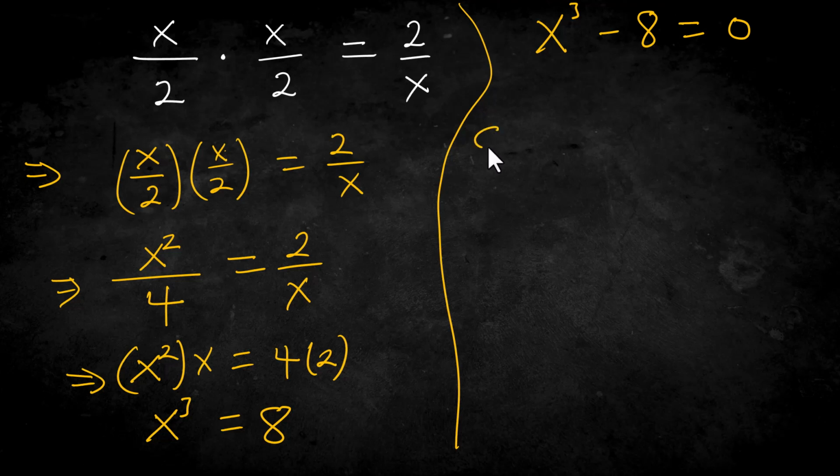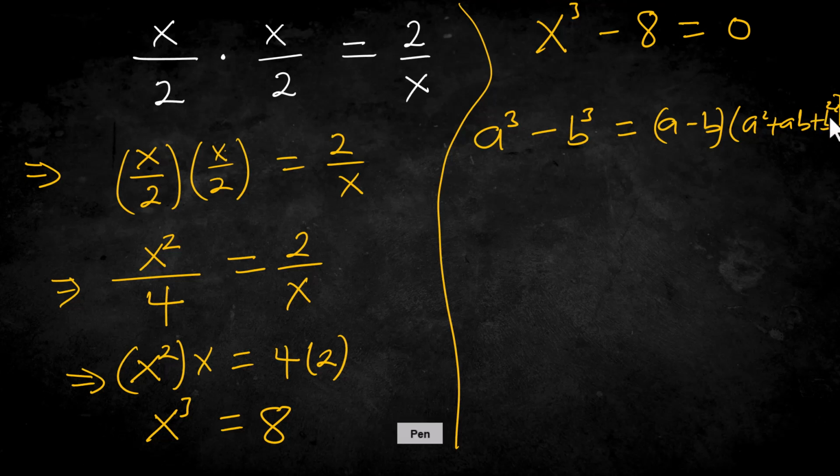Now when we're given a to the power 3 minus b to the power 3, it is the same as (a minus b) times (a squared plus ab plus b squared). So we can write this one as x cubed minus, 8 being the same as 2 to the power 3, equal to 0.